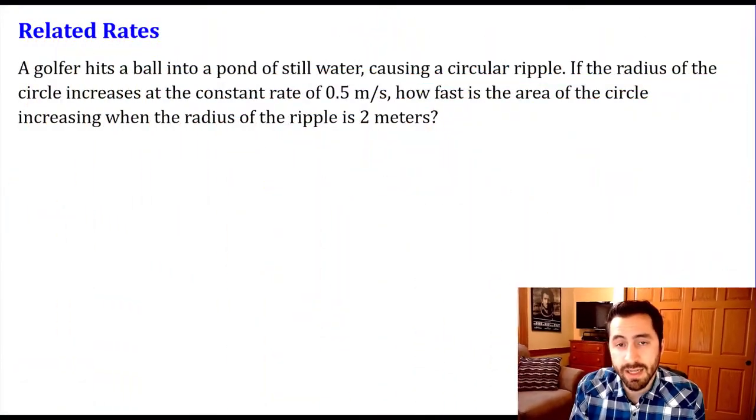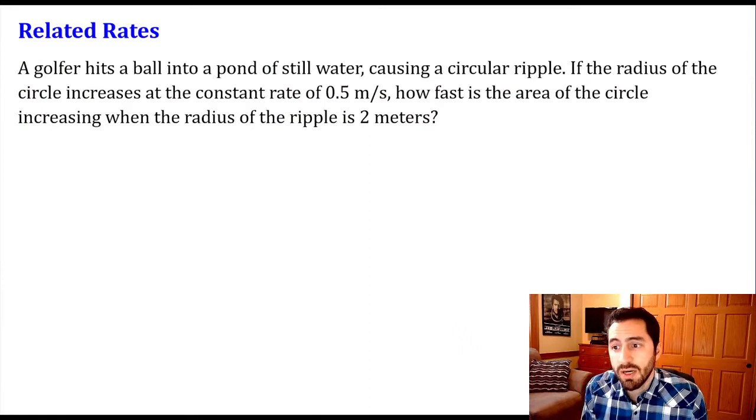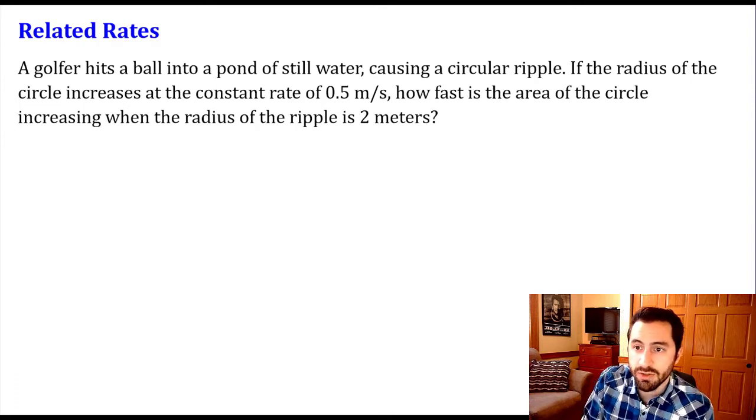So let's talk through this just by looking at an example. My example here says a golfer hits a ball into a pond of still water, causing a circular ripple. If the radius of the circle increases at the constant rate of 0.5 meters per second, how fast is the area of the circle increasing when the radius of the ripple is 2 meters?